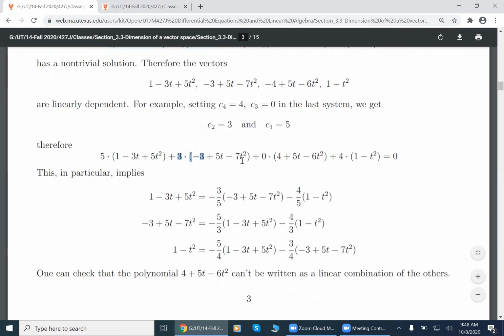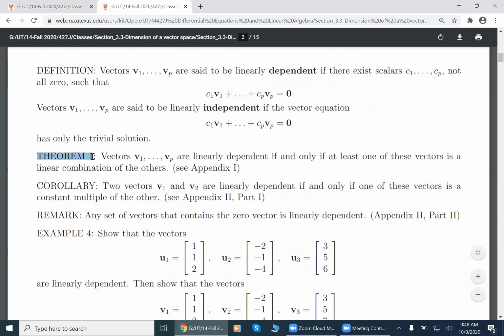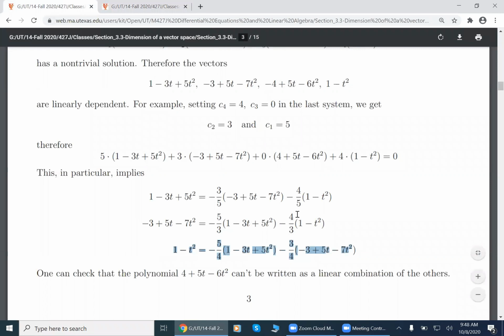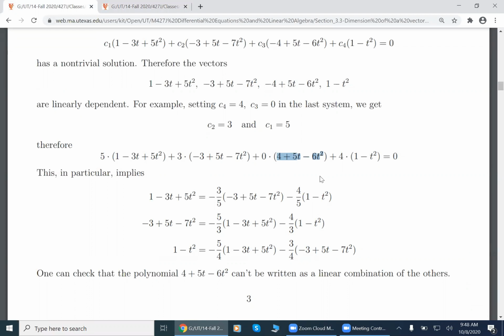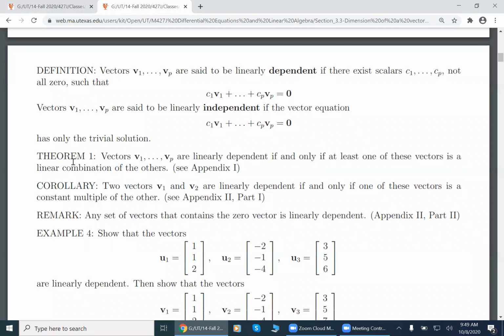Yes. If you move this to the right and divide both sides by 5, this is a linear combination of the others. Similarly, this is a linear combination of the others over here. And this is a linear combination of the others. It's over here. Now, note that Theorem 1 does not say that any vector is a linear combination of the others. And indeed, one can show that this vector cannot be written as a linear combination of the others. Theorem 1 says that at least one is a linear combination of the others, not all.